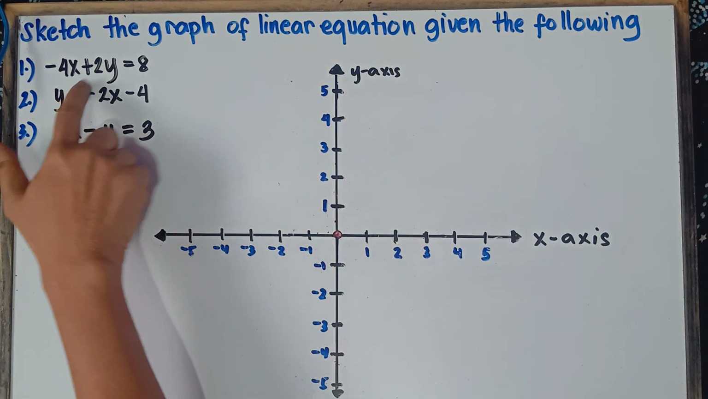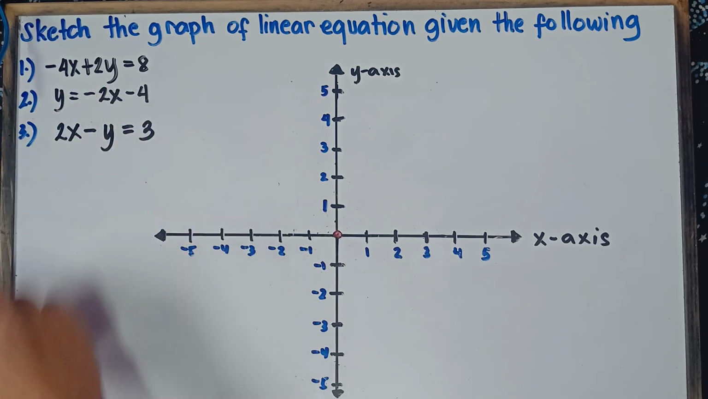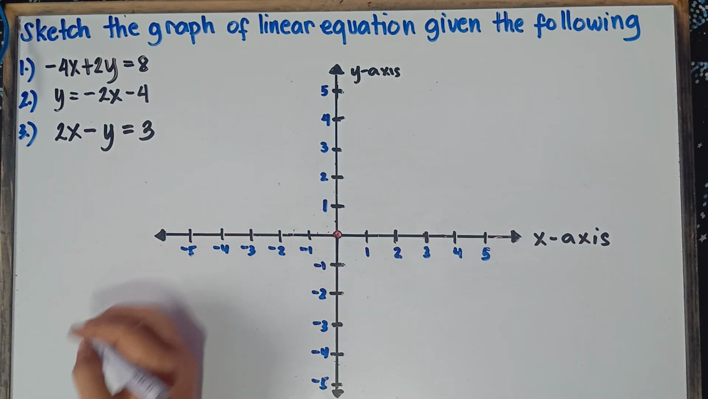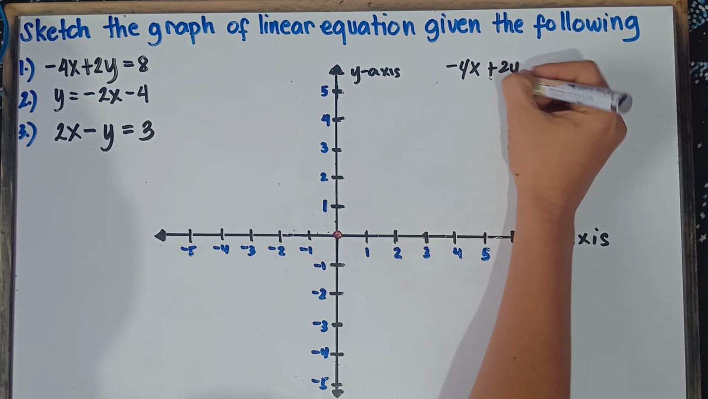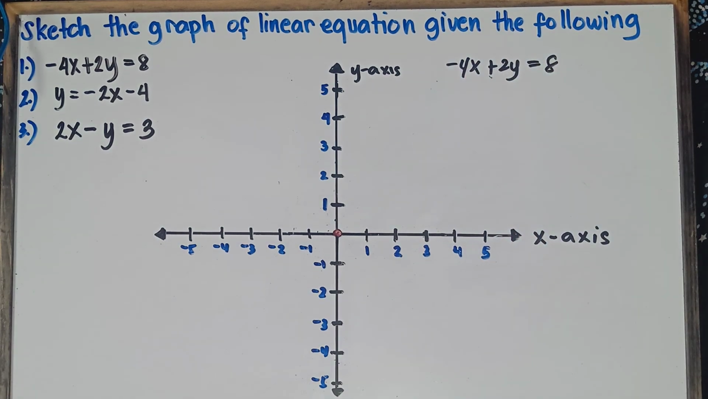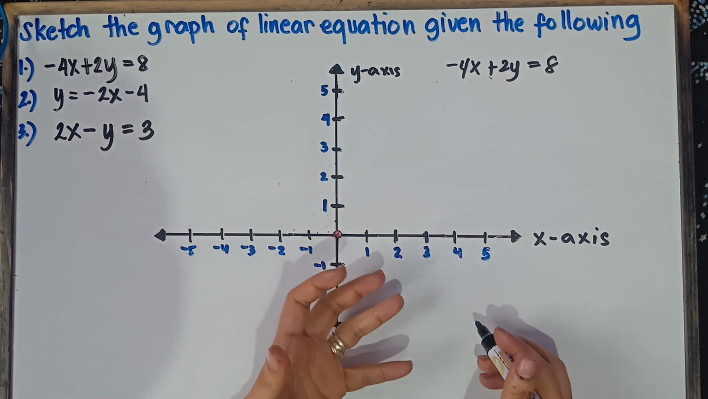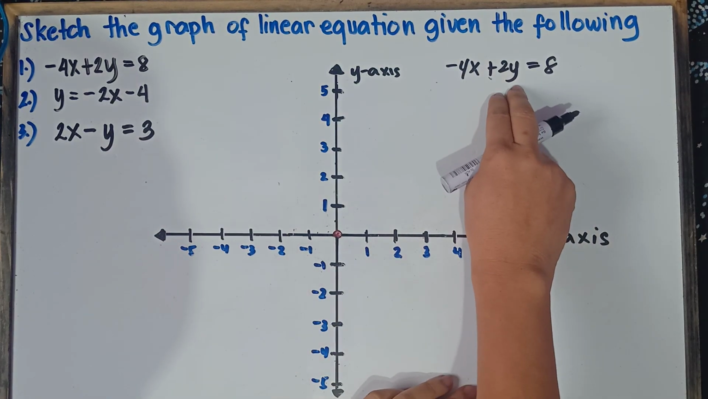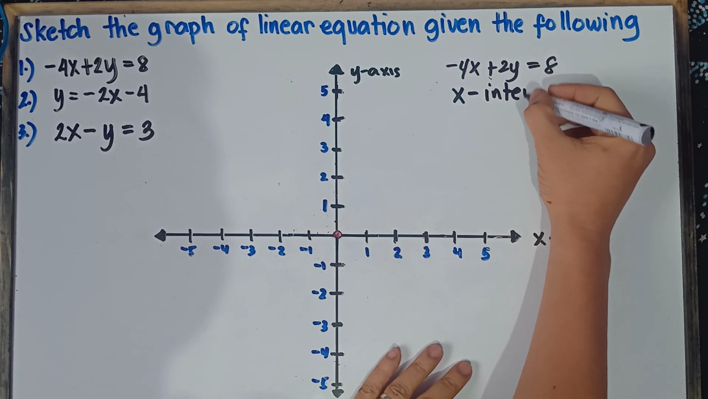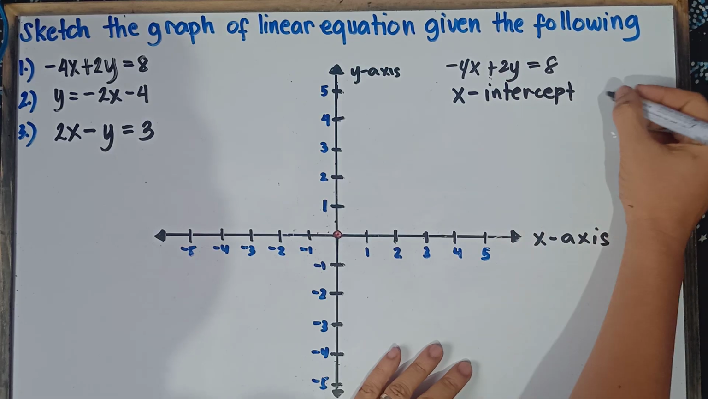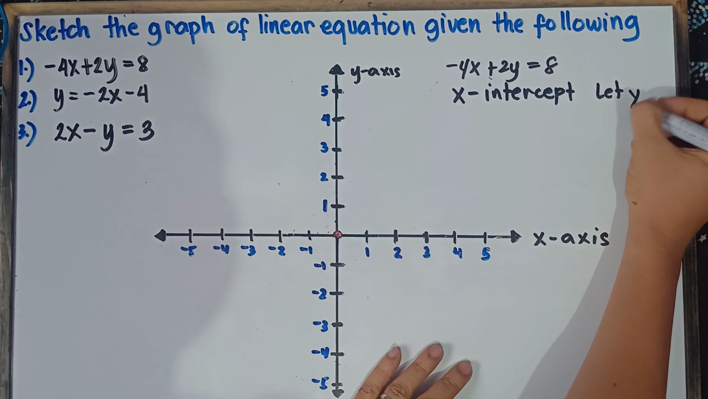We have given 2 variables, x and y. So let me just copy that: negative 4x plus 2y equals 8. Now to graph this, you need to get the x-intercept and the y-intercept. To get the x-intercept, you let y equal to 0.